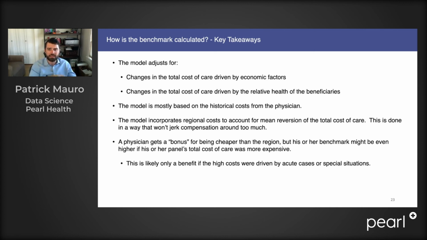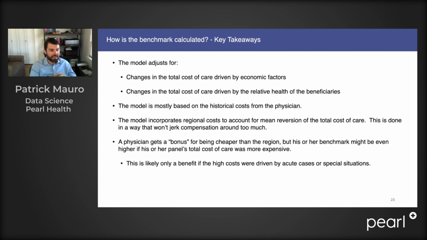And one of the things with that efficiency adjustment is that physicians that were efficient in the baseline years will get a bonus in their benchmark for being cheaper than the region. But if you really analyze the equation longer, you might realize quickly that the benchmark's going to be higher if the physician's total cost of care was just enormously high in the benchmark years.